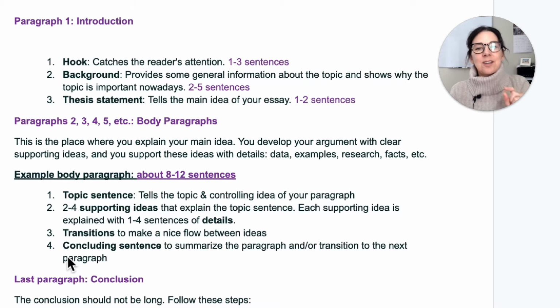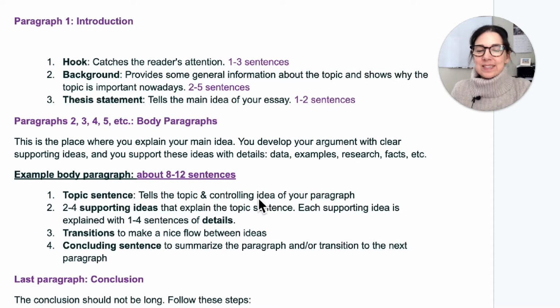First is the topic sentence. The topic sentence tells the topic and controlling idea of your paragraph. So what is your paragraph generally about, and what exactly are you going to discuss in your paragraph? If you want to learn more about topic sentences, I have a whole video about that, and I will try to link it above, but also it will be in the description box below.